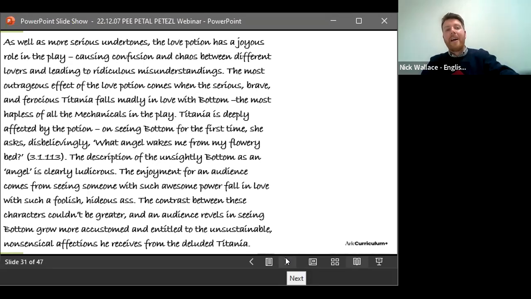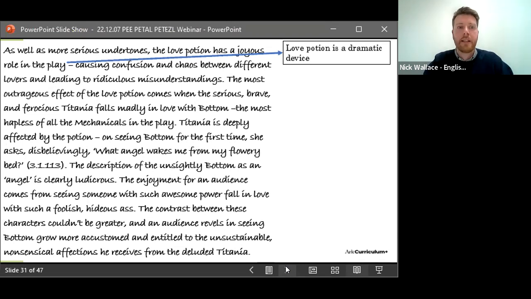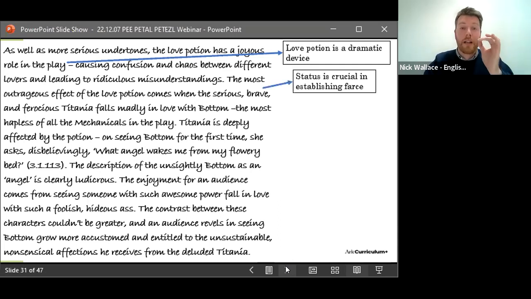And what that then allowed them to do, when we were looking through their response, was to unpick how you can use this in the classroom, or when you're planning for your students. And it pulled out a few really important things that really influenced what the teacher did in the classroom. So it allowed the teacher to see the love potion, above all else, is a dramatic device. It's something that Shakespeare is deploying deliberately.